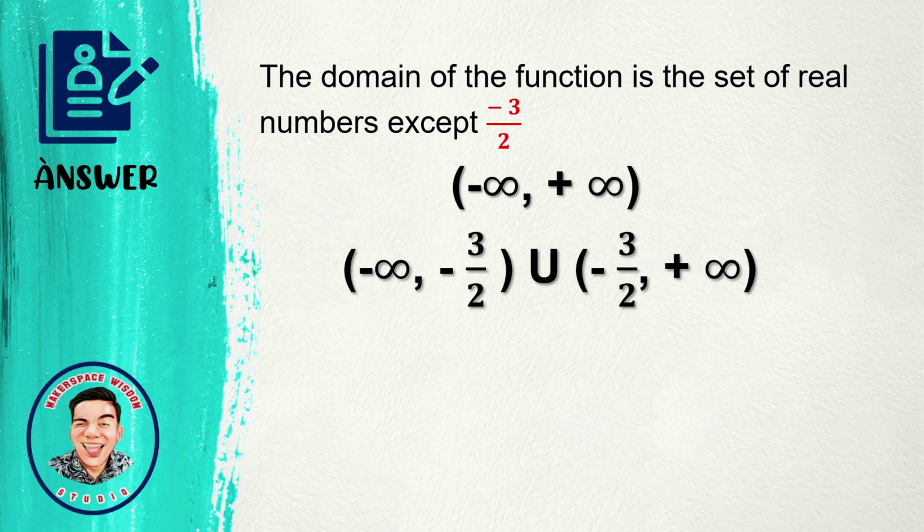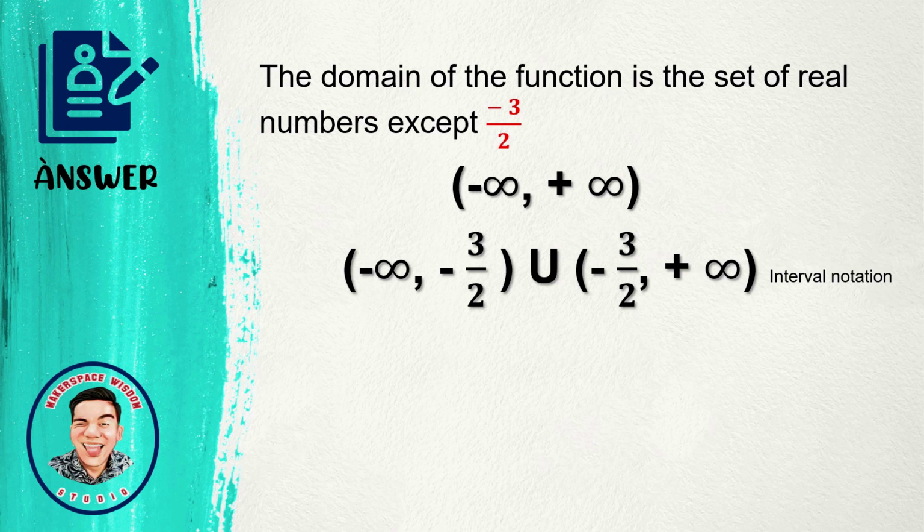The negative infinity and positive infinity symbolizes that the set of values of x would extend from negative infinity to positive infinity, except negative 3/2. We use the union symbol between these two intervals because we are removing the point negative 3/2. The parenthesis, or the open interval, indicates the exclusion of a point. It means a point is not included.